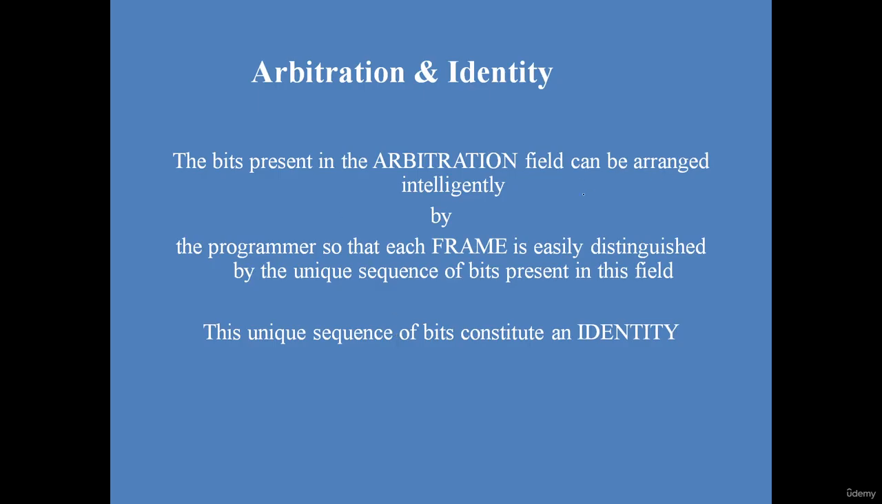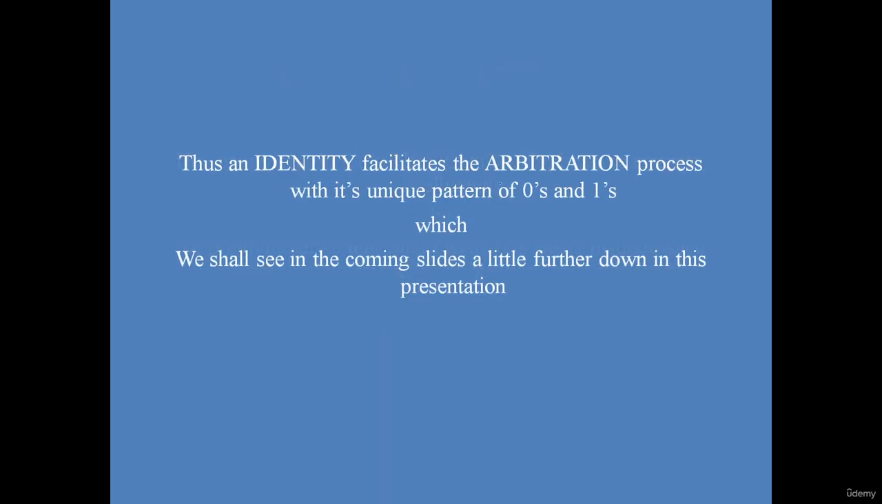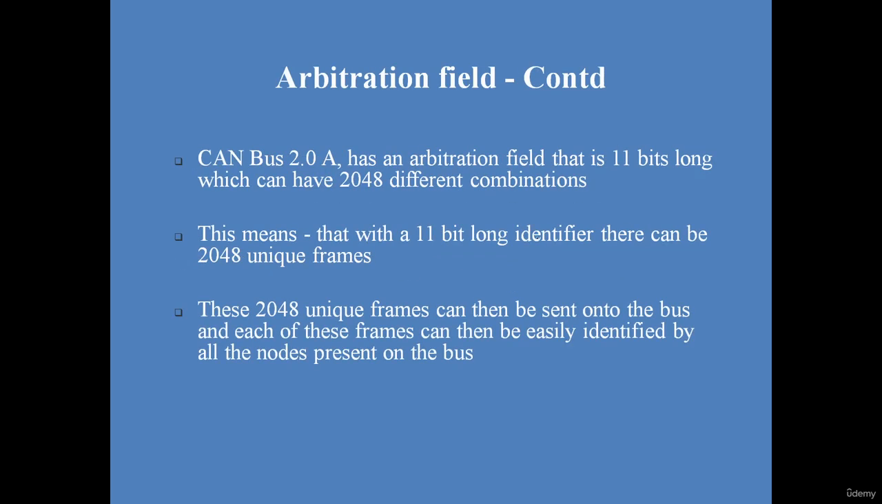The bits present in the arbitration field can be arranged intelligently by the programmer so that each frame is easily distinguished by the unique sequence of bits present in this field. This is important. This unique sequence of bits constitutes an identity. So in this arbitration field, we can have a sequence of bits, and every frame has a unique sequence which gives it identity. Thus, an identity facilitates the arbitration process with its unique pattern of zeros and ones, which we shall see in the coming slides a little further down in the presentation.